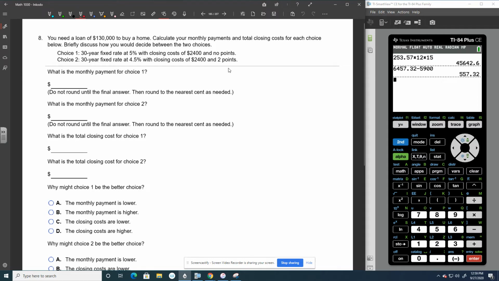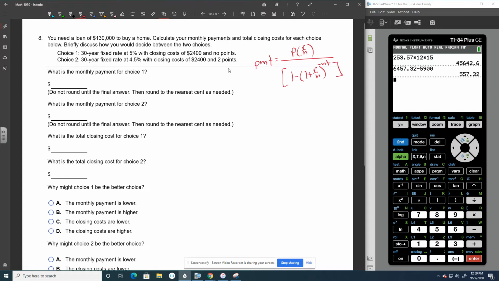Okay, moving on. Number 8, you need a loan of $130,000 to buy a home. Calculate your monthly payments and total closing costs for each choice below. So we're going to use that same payment formula. Okay, we're going to still use the PMT equals P times R over N, in case you didn't watch the last couple questions. And then on the bottom, you have a bracket, 1 minus parenthesis 1 plus R over N raised to the negative NT. And then we'll close the bracket.